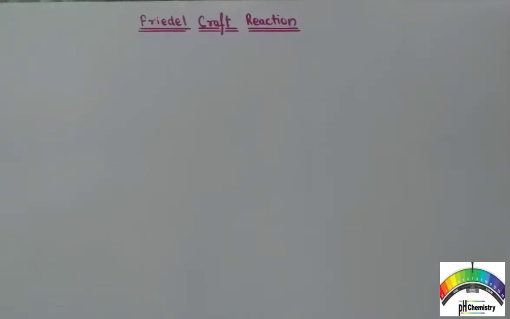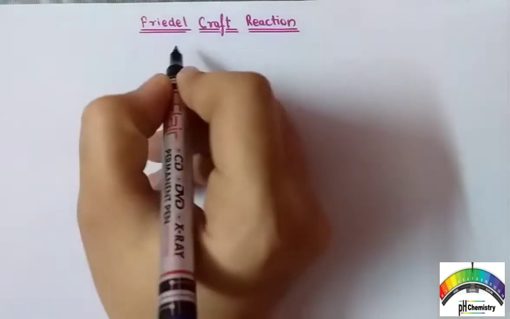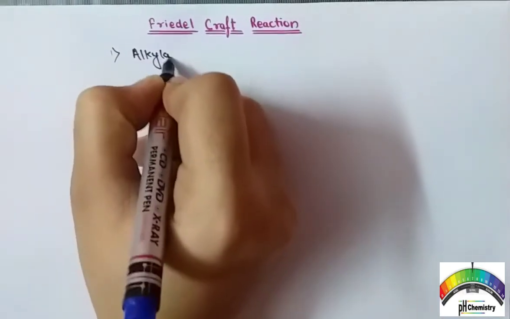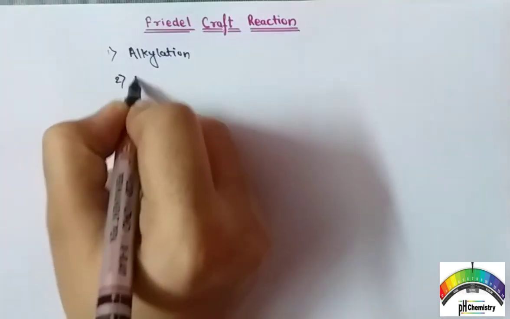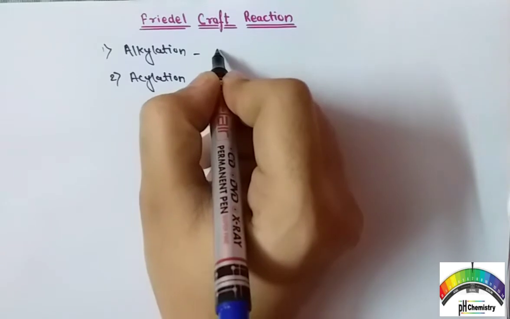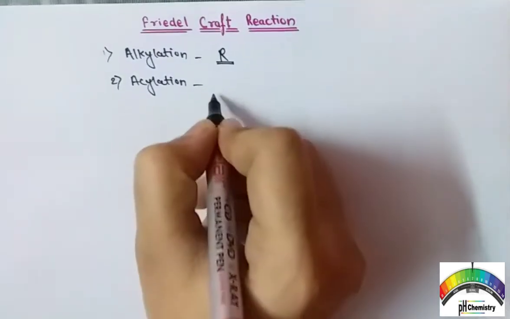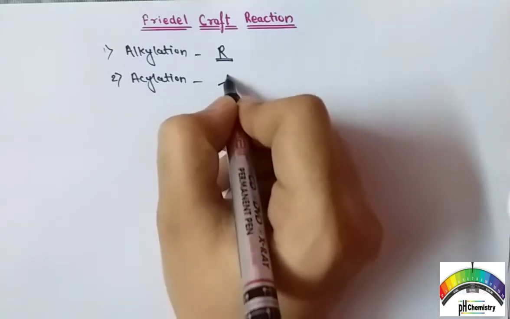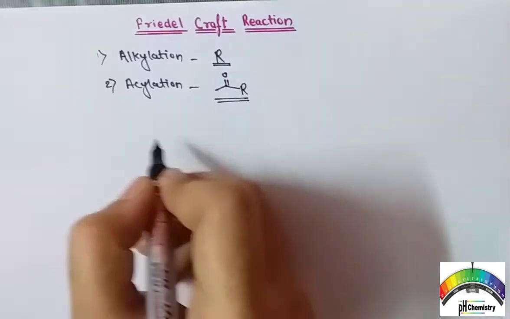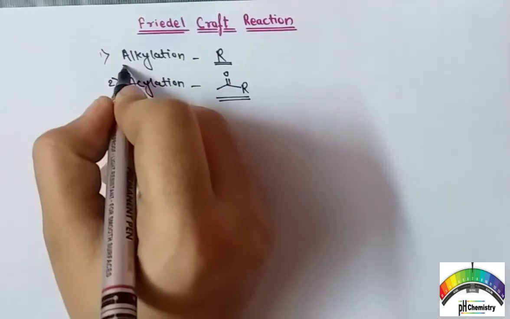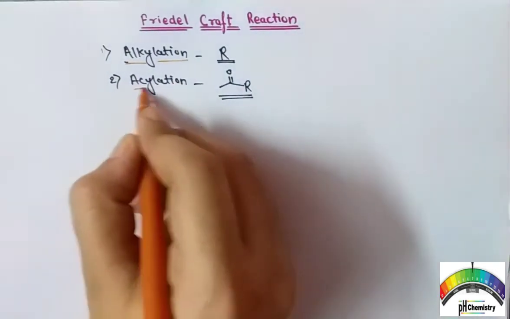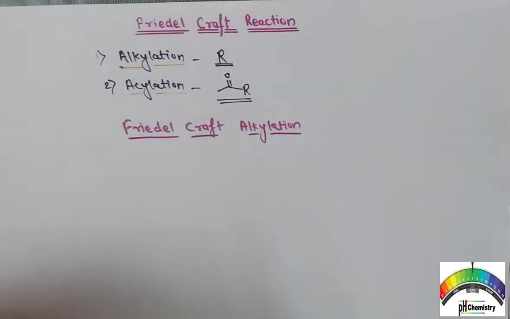Today we are going to talk about Friedel-Crafts reaction. So there are two types of Friedel-Crafts reaction. First is the Friedel-Crafts alkylation and second is Friedel-Crafts acylation. As the name suggests, alkylation means any alkyl group gets attached to a benzene ring, and acylation means any acyl group gets attached to benzene ring. So in this video we are going to talk about Friedel-Crafts alkylation basically, and in the next video we'll talk about acylation. So what is Friedel-Crafts alkylation?